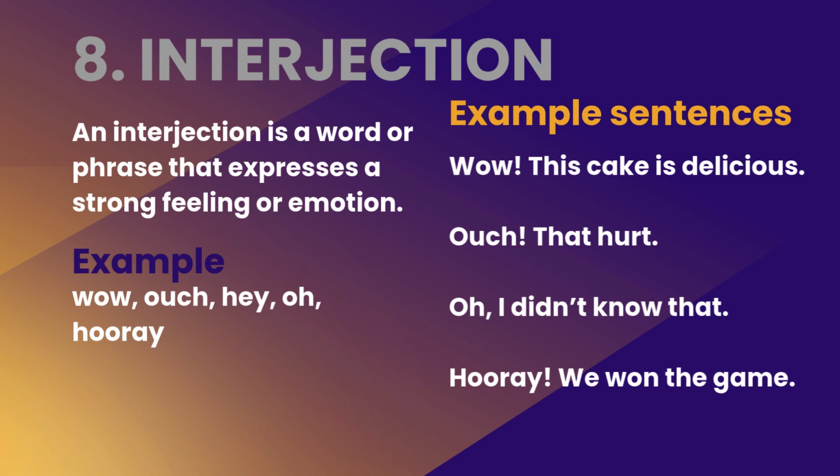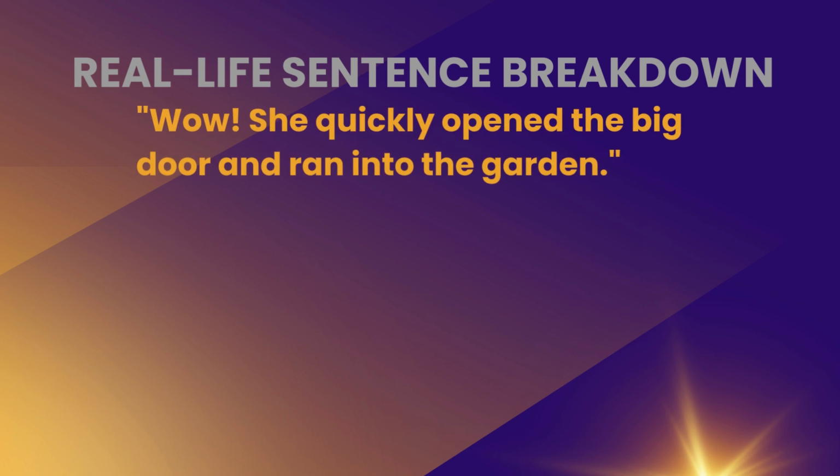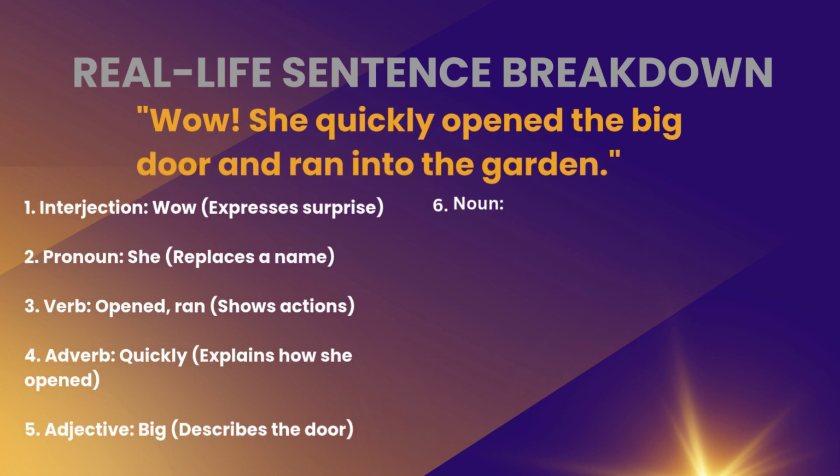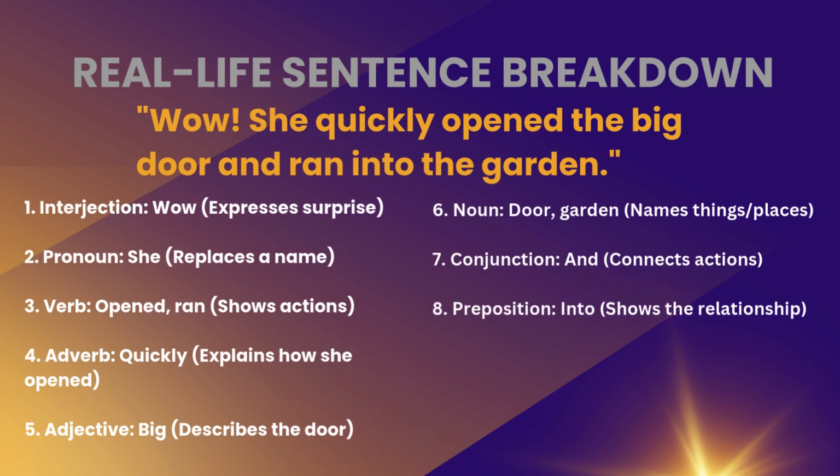Interjections may not play a grammatical role in a sentence, but they add color and emotion, making your speech more lively and engaging. Okay, now let's break this sentence into its parts of speech to see how they work together. Interjection. The word wow expresses a feeling of surprise or amazement. It adds emotion and makes the sentence engaging.